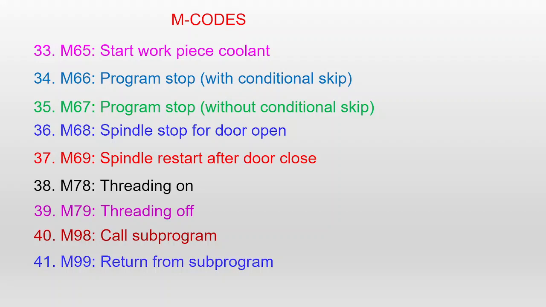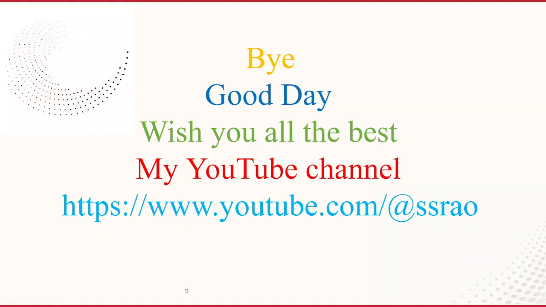So keep in mind that this is not an exhaustive list and there may be additional M codes specific to certain machines or control systems. It's essential to refer to the documentation or programming manual provided by the machine manufacturer for the complete list of M codes and their corresponding functions. I hope everyone can understand what the different M codes are that are used to write the CNC part program.